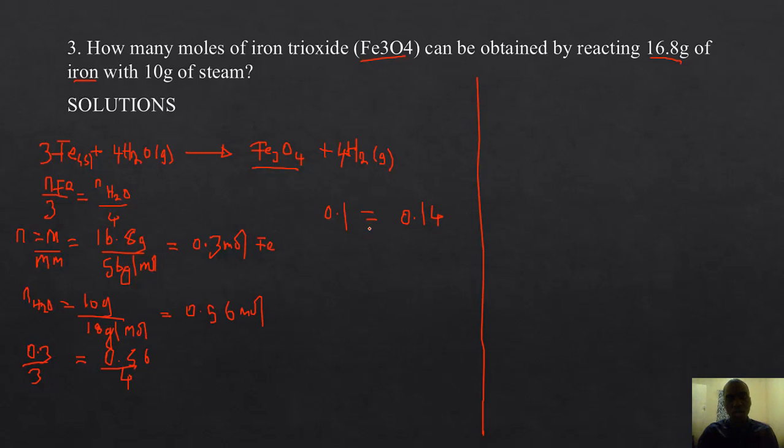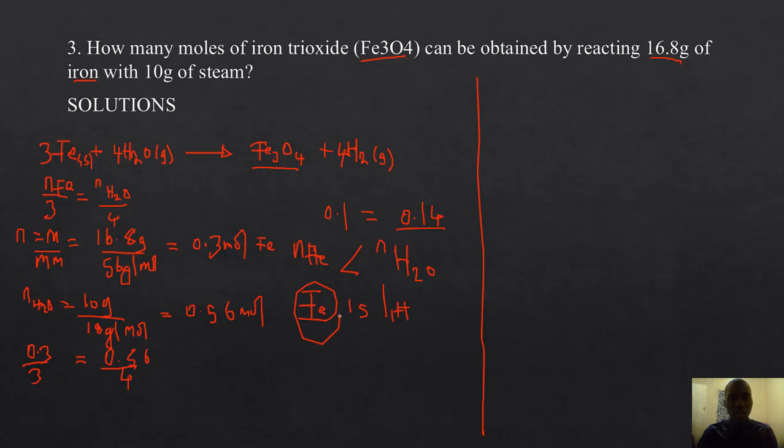Now, this number, 0.14, is automatically bigger than this one. So we are going to say, since the number of moles of iron is less than the number of moles of steam, it simply means that iron here, Fe, is the limiting reactant. So iron is our limiting reactant.